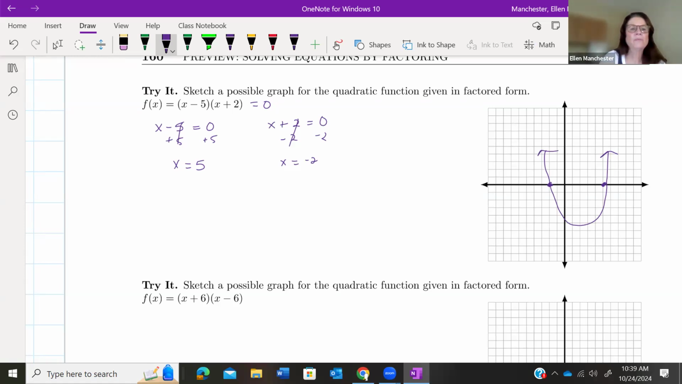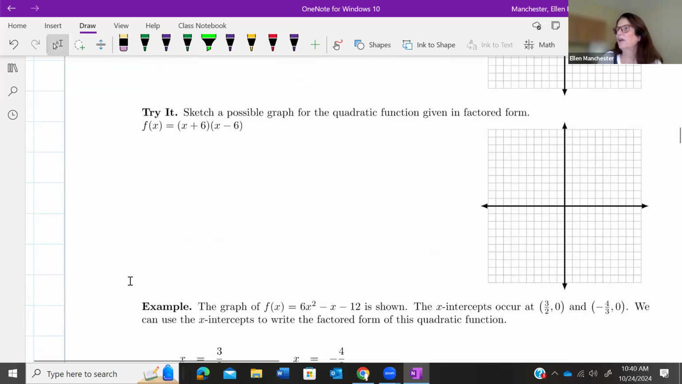How do I know it's going up? Because remember, it's positive in the front. So my A is 1, or my A is positive, so I know it's going to be a cup face. I know it's going to go up. All right, try the next one. You have x plus 6, x minus 6. Go ahead and solve. Set both of those to equal 0 and solve, and then graph it.